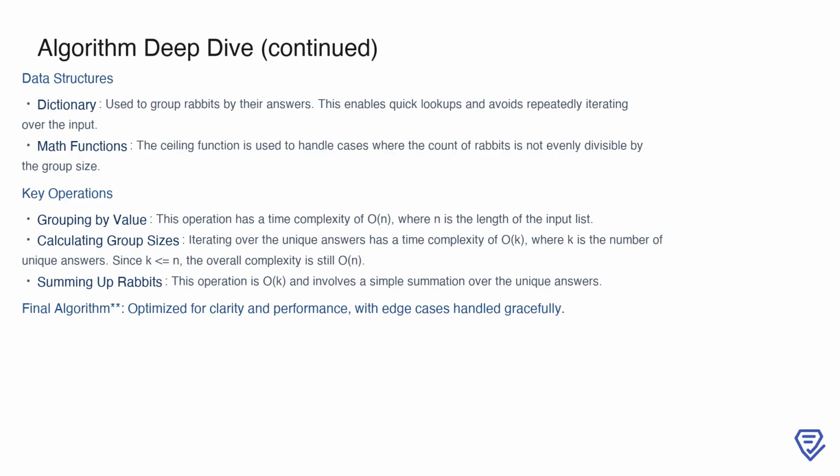To implement this solution effectively, we rely on specific data structures and operations. The dictionary is the core data structure, as it allows us to group rabbits by their answers efficiently.